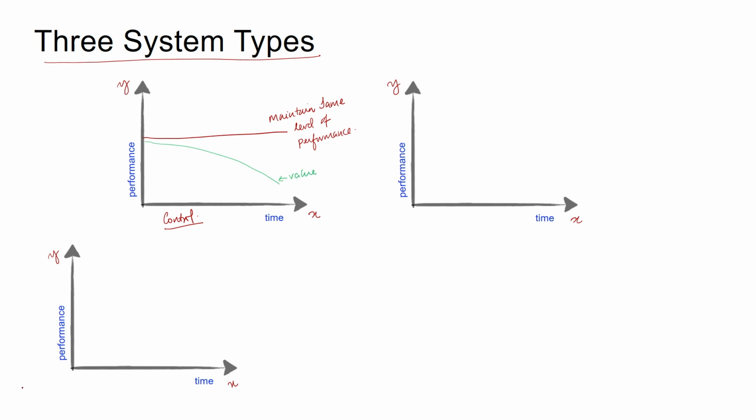Now, there is a second type of system where we start at some performance level and maintain it, then do a small improvement, maintain this, take another improvement, maintain this, and so on. Such a system is what we call a reactive system. The Japanese word for this is kaizen, or continuous improvement.